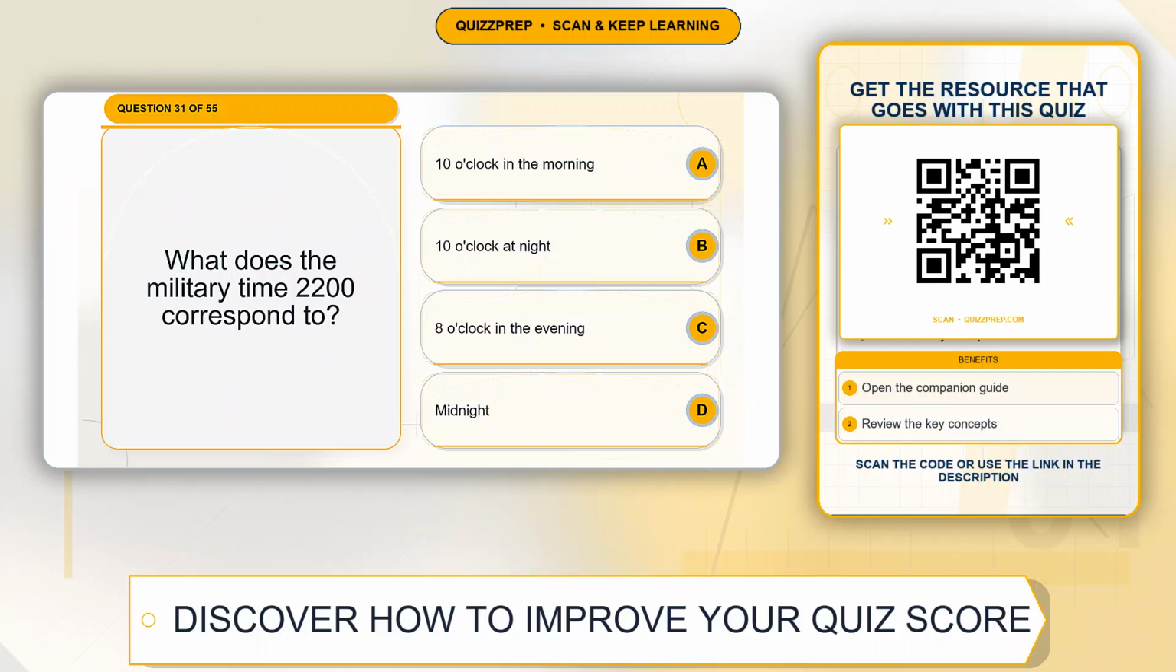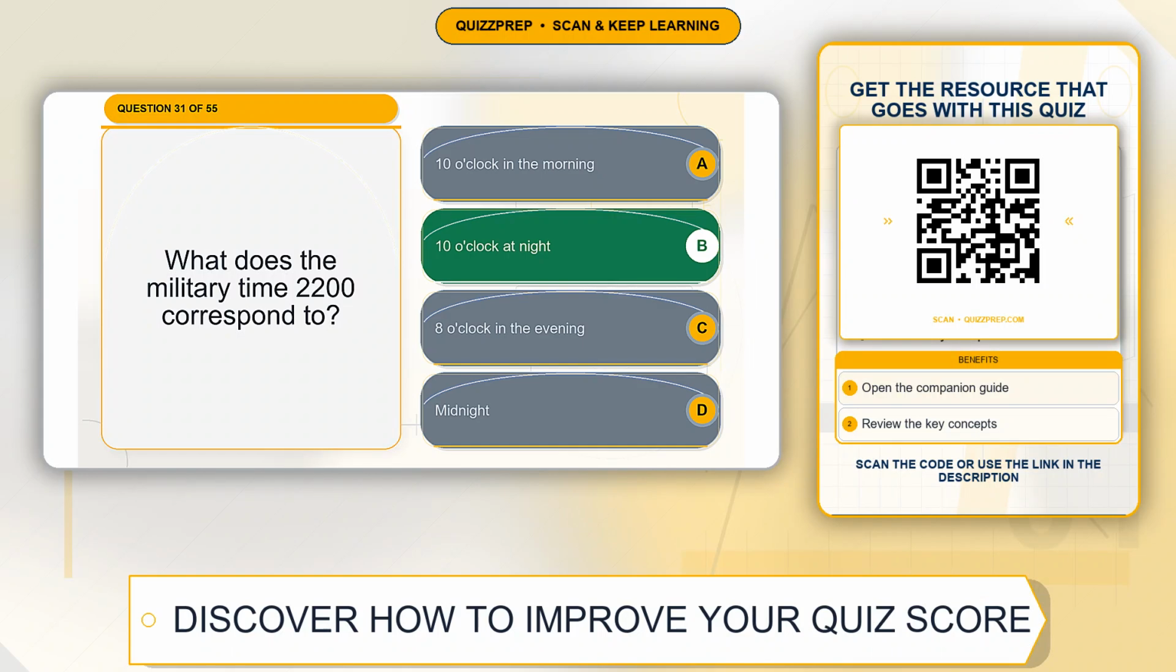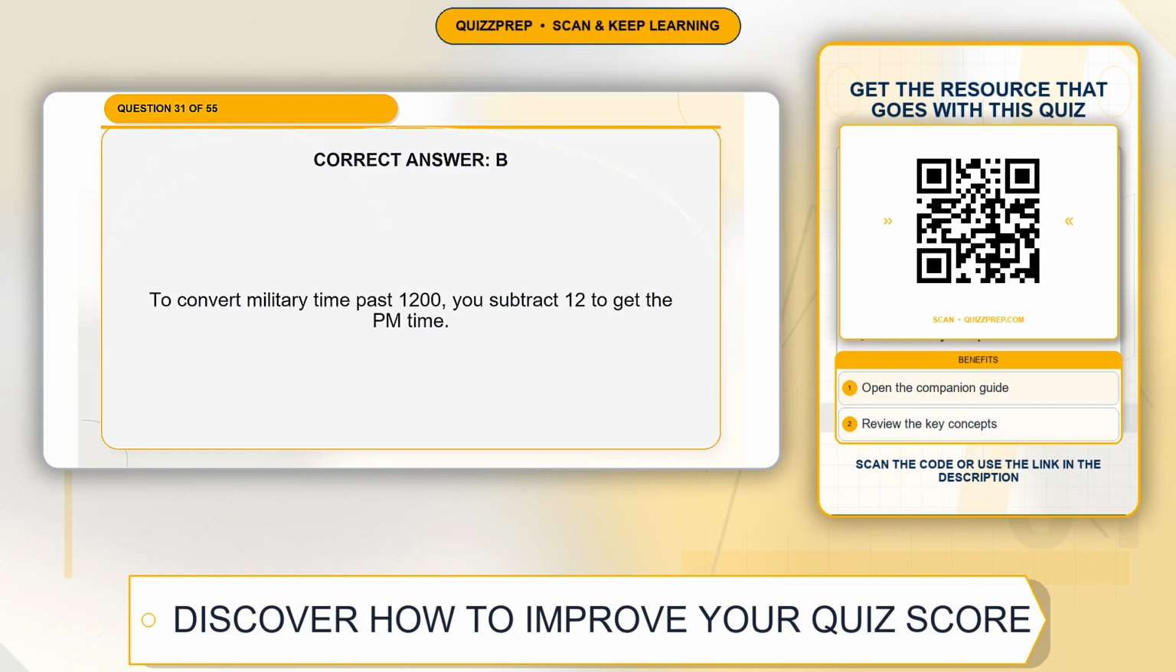Question 31. What does the military time 2200 correspond to? Option A, 10 o'clock in the morning. Option B, 10 o'clock at night. Option C, 8 o'clock in the evening. Option D, midnight. The correct answer is option B, 10 o'clock at night. Explanation. To convert military time past 1200, you subtract 12 to get the PM time.